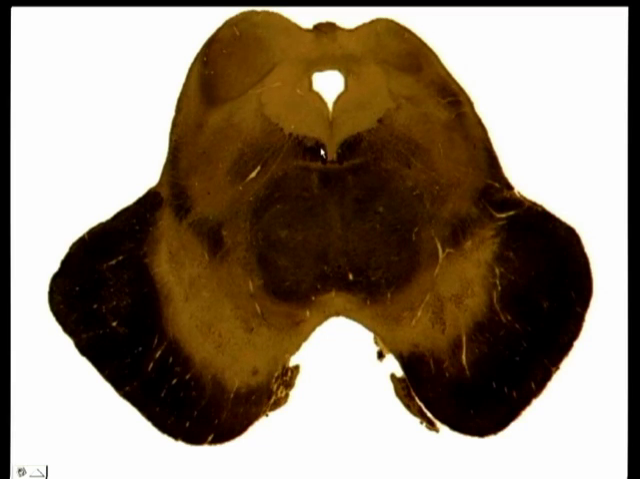I also want to go up in here and talk a little bit about a lesion of this right medial longitudinal fasciculus. If we have a lesion of this right MLF, we cannot get the right eye to go medially when we try to look to the left. So this is the right eye right here. We cannot get the right eye to go medially, or to the left.